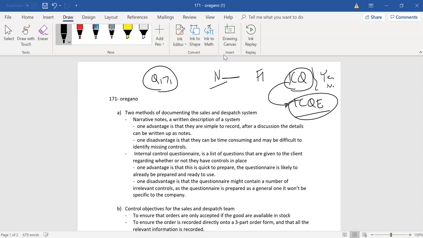I guess narrative is what it is. You're just writing these long notes. It depends on who's writing, how clear their handwriting is, and how linked the arguments are, so that someone else can follow. I think that's it, typically.